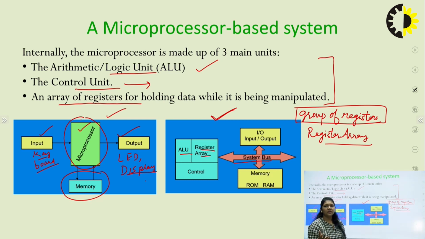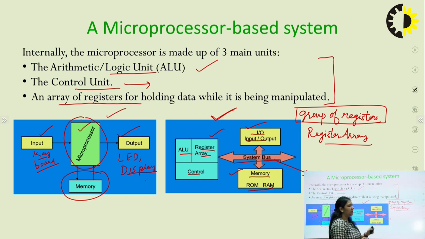Now there is a system bus. What is a system bus? System bus basically just takes the data or the address from one place to another place. So system bus is used to transfer the data. The system bus is connected to all the devices, all the possibilities from where the data can travel. It is connected with input output, with memory and ROM, with the control register array and all these things.